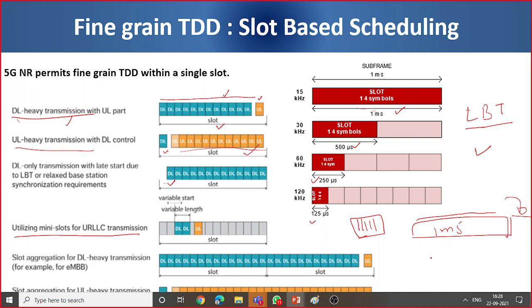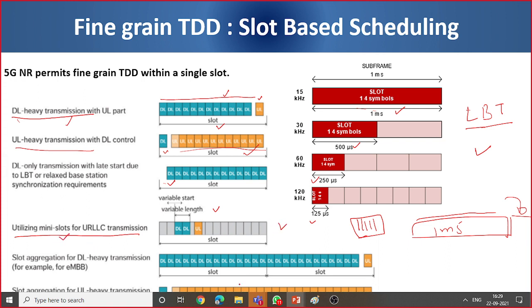So to take care of that, they have a concept of mini slot, which can even start in between an ongoing slot. Generally, scheduling happens every slot duration, but if it is a low latency transmission, you can puncture in between and data can be transmitted. So the concept of mini slot is also supported.